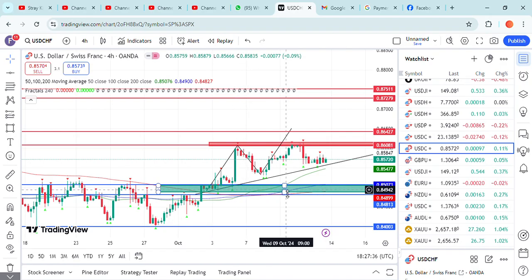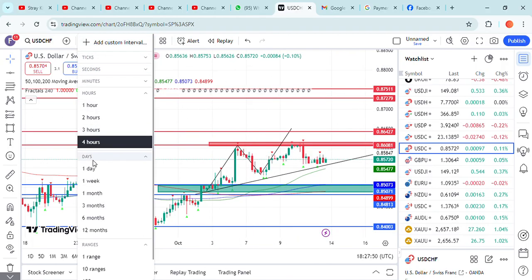Moreover, in the previous analysis I discussed that I am going to take buying opportunities all the way from 0.85083 and 0.84844. So till now the market has not reached here, but last week one thing that was missing was on the daily time frame.